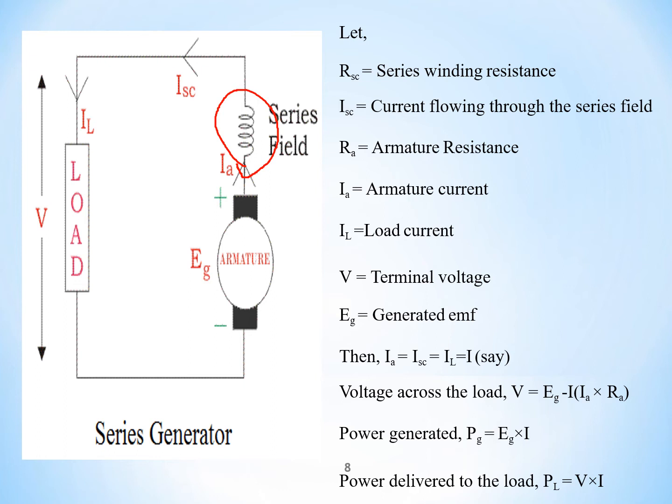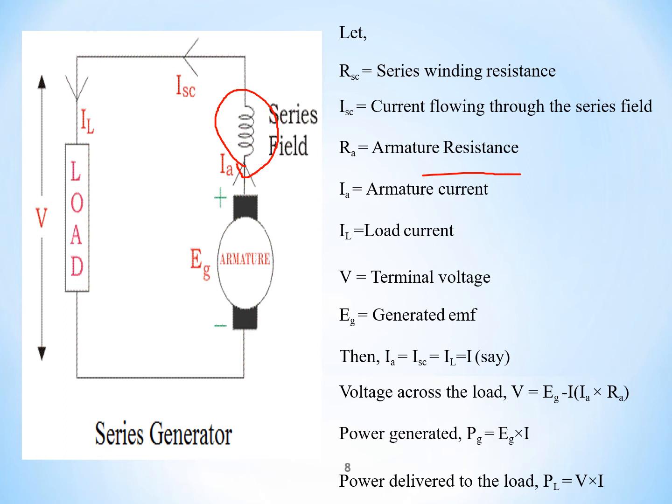Let us see, RSC is a series winding resistance, ISC is a current flowing through the series field, RA is an armature resistance, and IA is an armature current, IL is a load current, V is a terminal voltage, EG is a generated EMF. These all are similar to that of the separately excited DC generator only, but there is a difference only according to the field excitations.